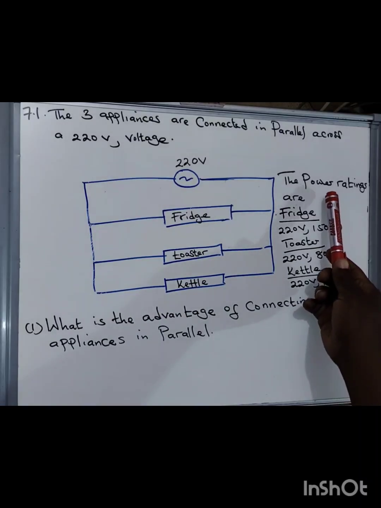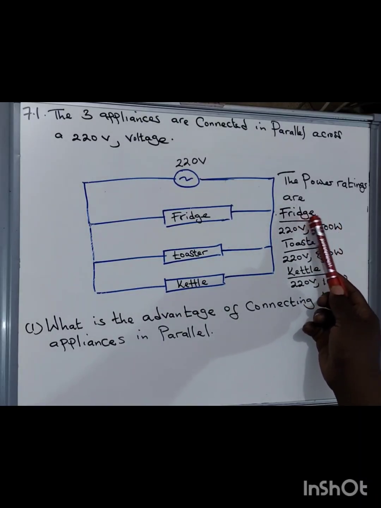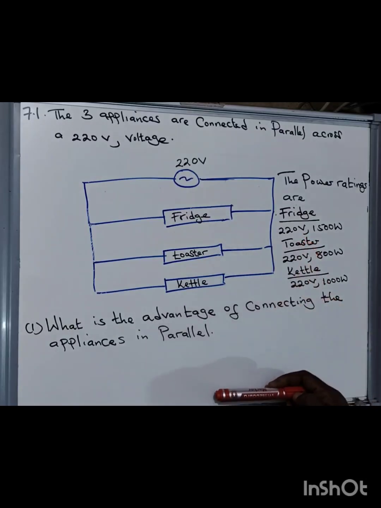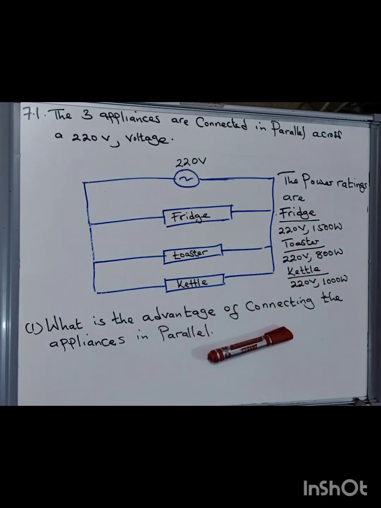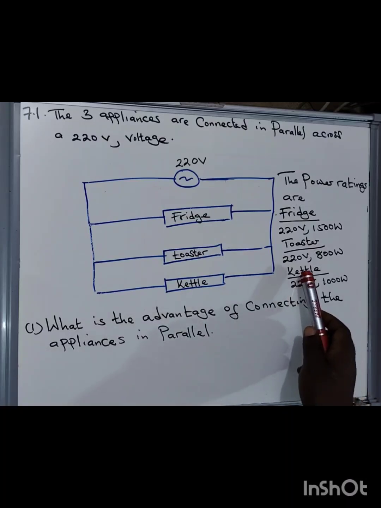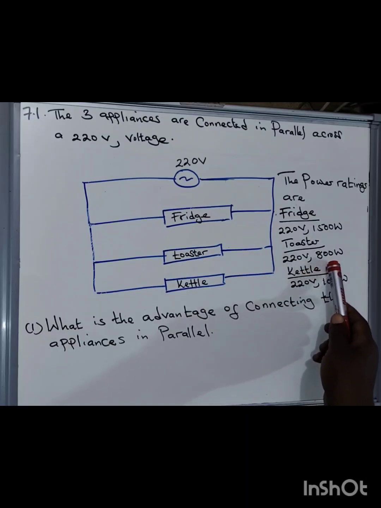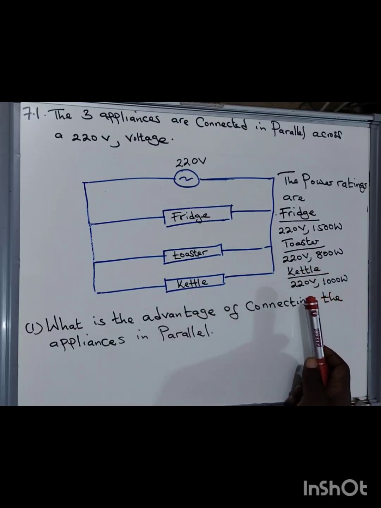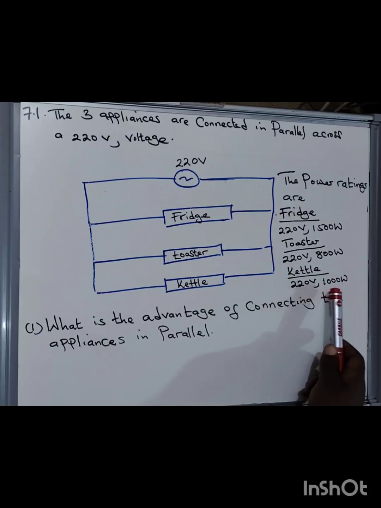And we are saying that the power ratings are given. The fridge, it is 220 volts, 1,500 watts. For the toaster, it is 220 volts, 800 watts. For the kettle, it is 220 volts, 1,000 watts.